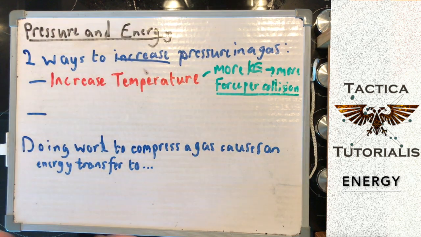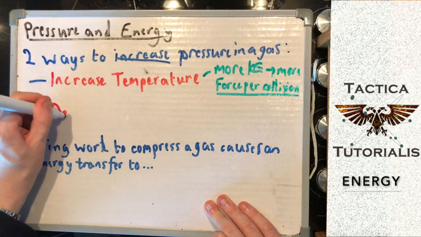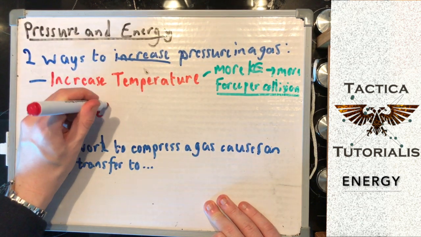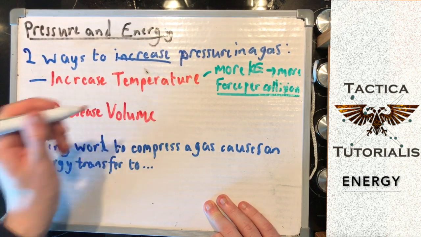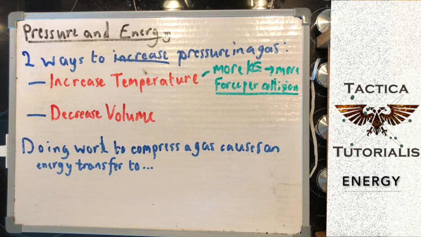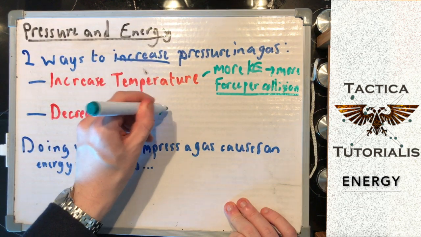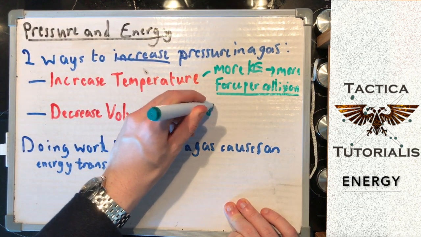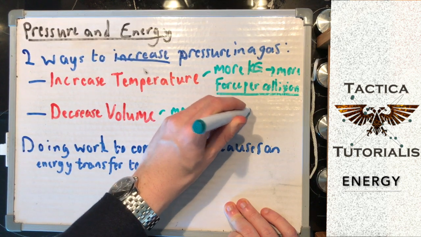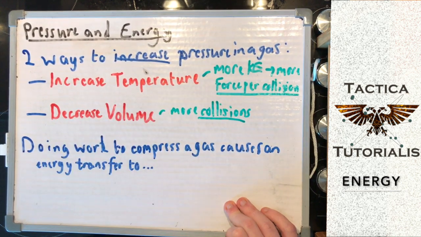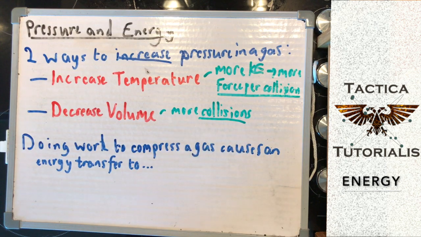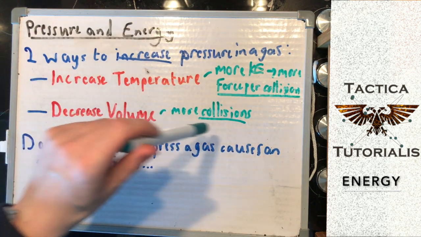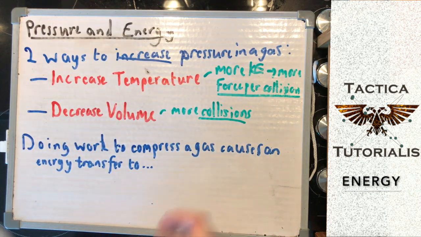The second way is the one we just talked about with Boyle's law, decrease the volume. And if you decrease the volume, what that does is it increases the number of collisions that you have. But bear in mind, this force per collision is actually unchanged because you haven't changed the temperature. If you have both of these going on, then both of these are true, and so the pressure ramps up even more, and that leads you to the ideal gas equation.